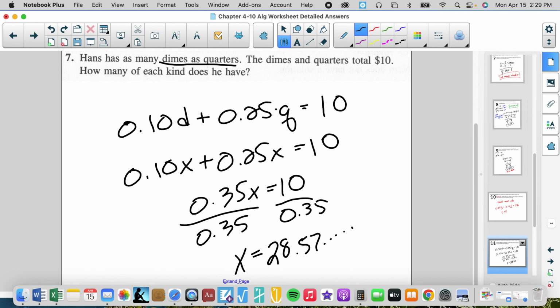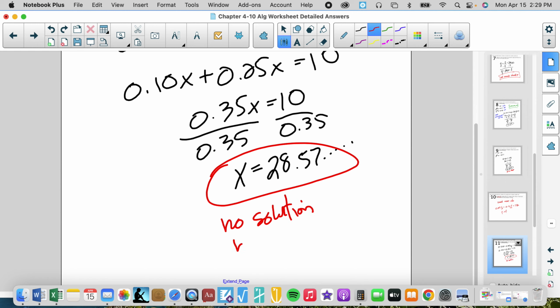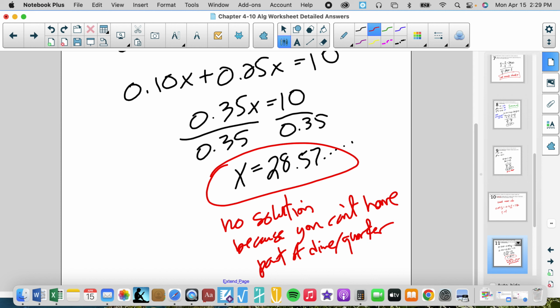And what do we know? Well, we can't have partial. No solution, because you can't have part of a dime or quarter. So it must be a whole number. So this one is no solution also.